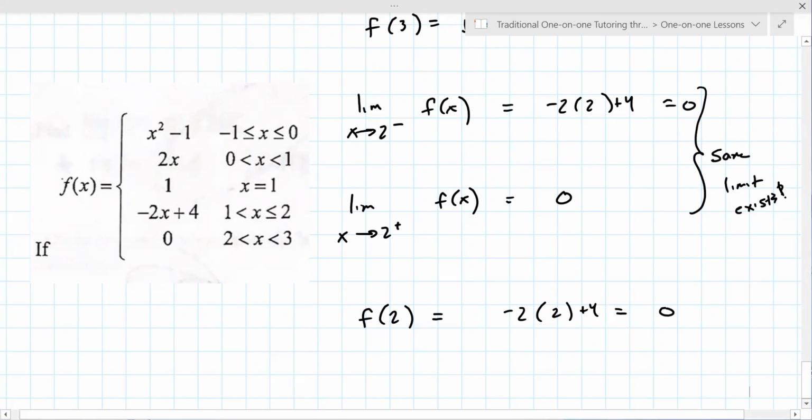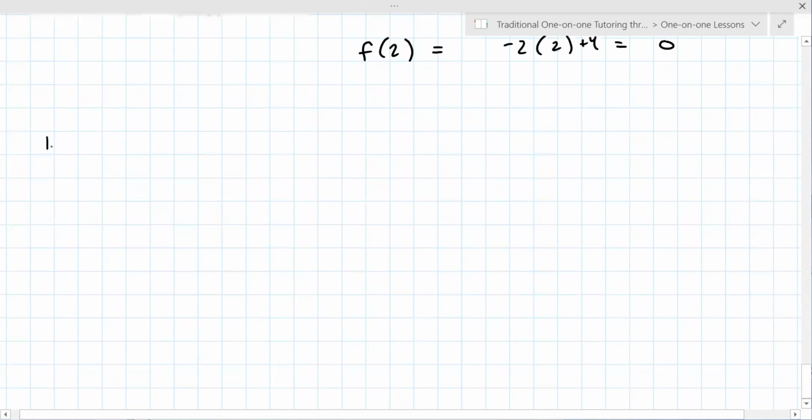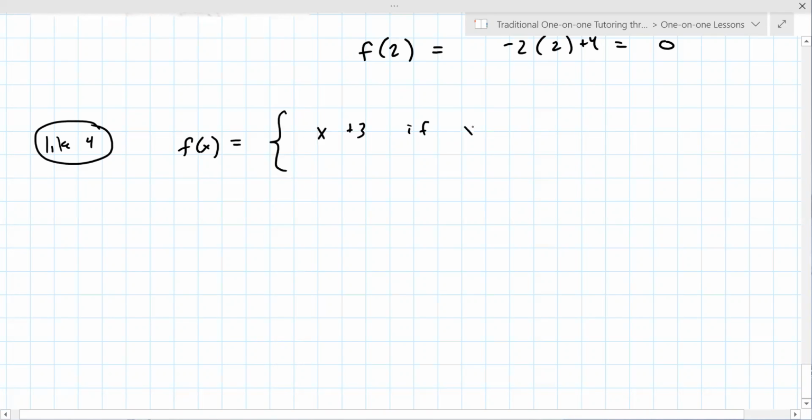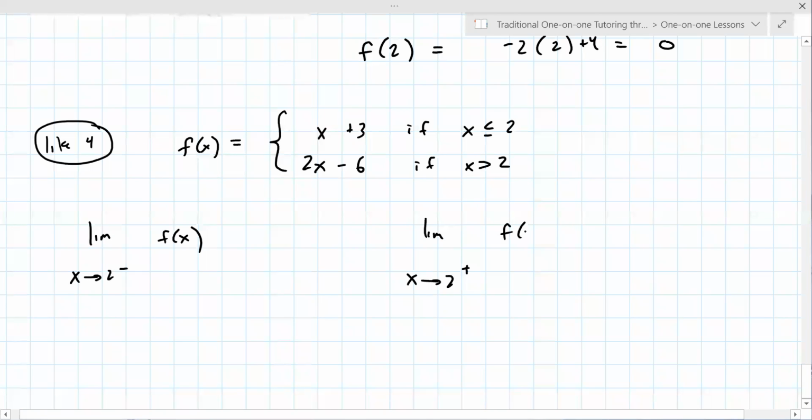Yeah, we can do this for sure. So let me make up a new one here. Let's say f of x equals x plus 3 if x is less than or equal to 2, and 2x minus 6 if x is greater than 2. Okay, let's do the limit as x approaches 2 from the left. Give me the limit as x approaches 2 from the right, f of x, and then give me f of 2.